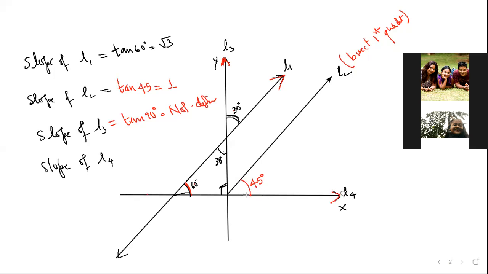All right. Now let's have a look at the x-axis. What will be the angle made with the x-axis? 0. So the slope of that line will be tan 0 degrees, which is 0.